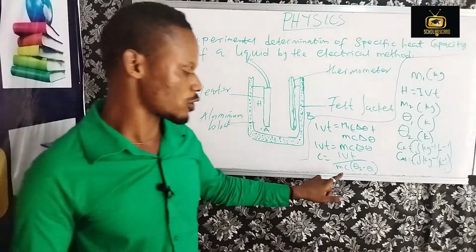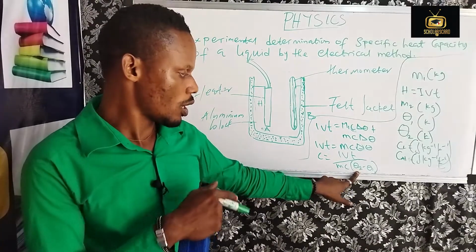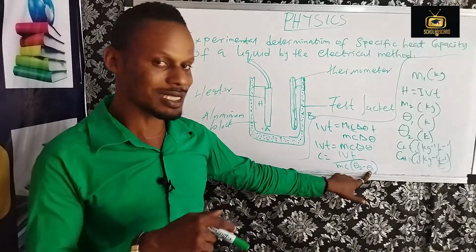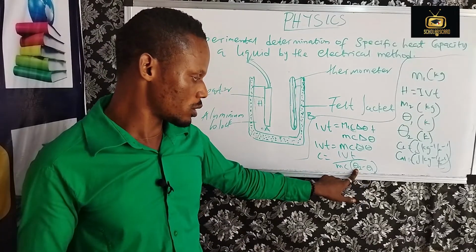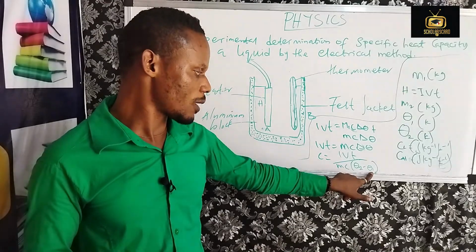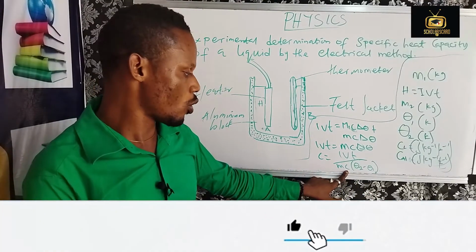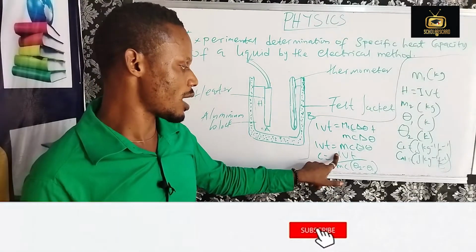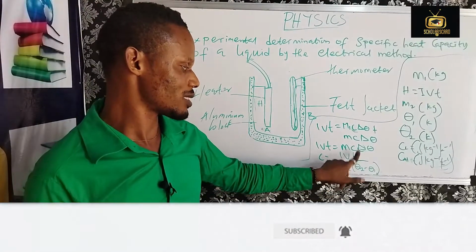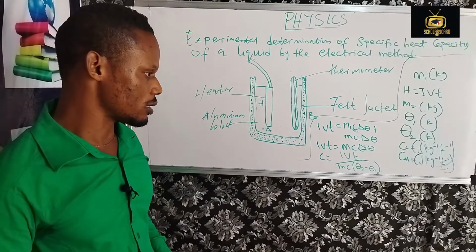Don't forget, C stands for specific capacity. θ2 stands for the final temperature of the liquid, while θ1 stands for the initial temperature of the liquid. C stands for the specific capacity of the unknown liquid, and m is the mass of the liquid. While IVT, current times volt times time, is the electrical energy supplied to the liquid. Are you getting it? God bless you.